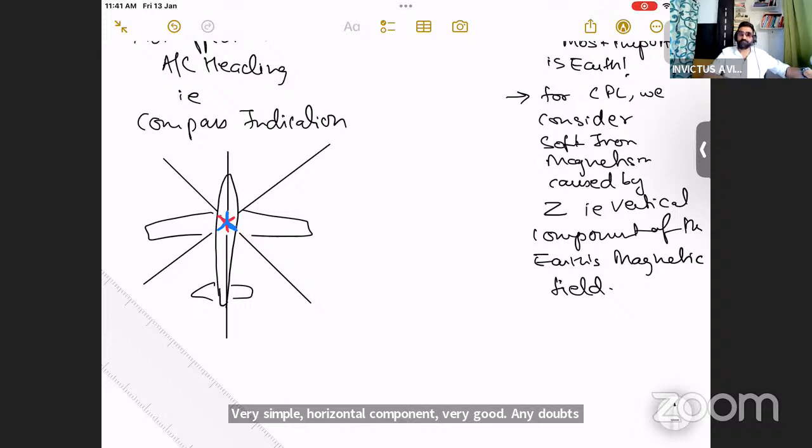Very good. Next question. Angle of dip or magnetic dip angle is the angle measured between dash. Option A, horizontal and vertical component. Option B, horizontal and total component. Option C, vertical and total component. Jyotsna, give me the answer. So it's horizontal and total component. Very good. Correct answer.